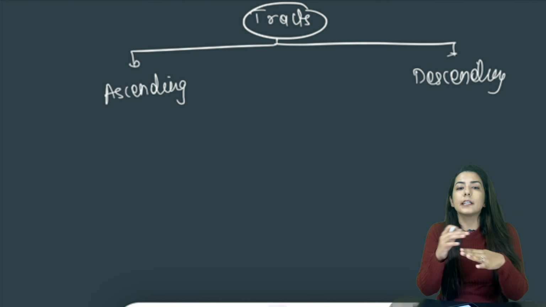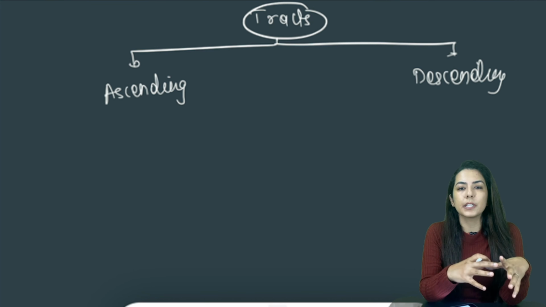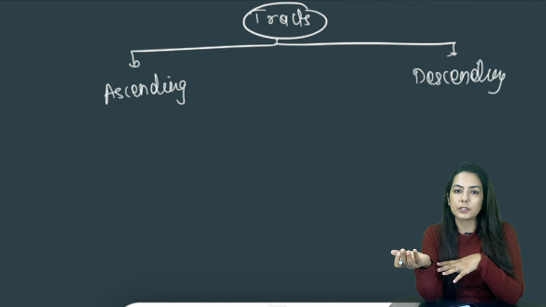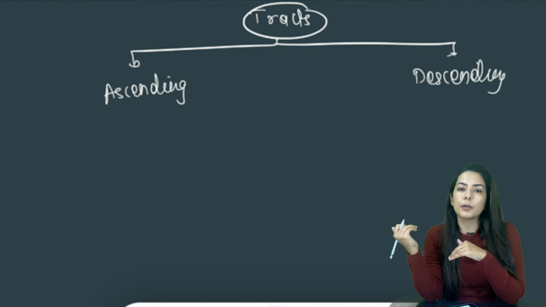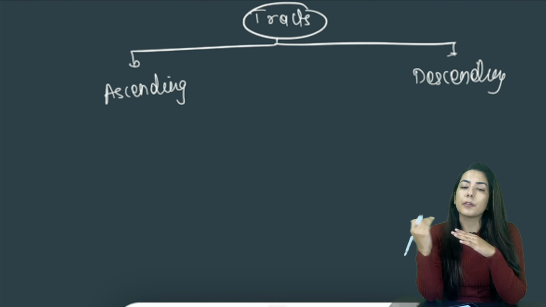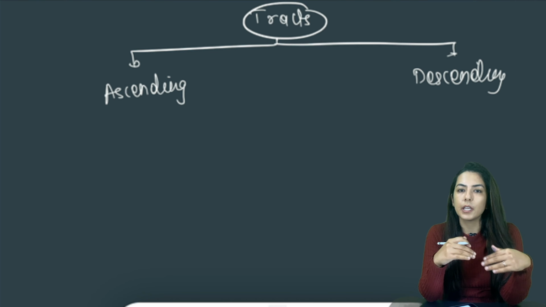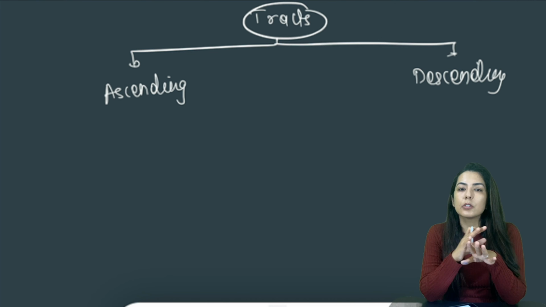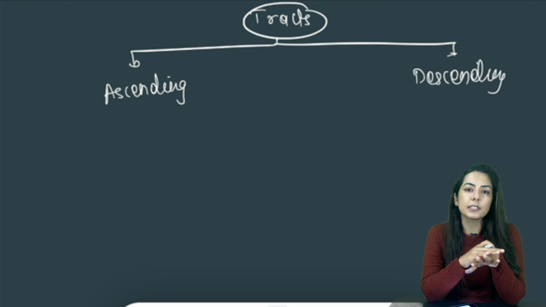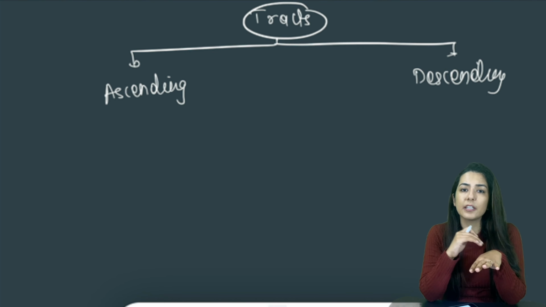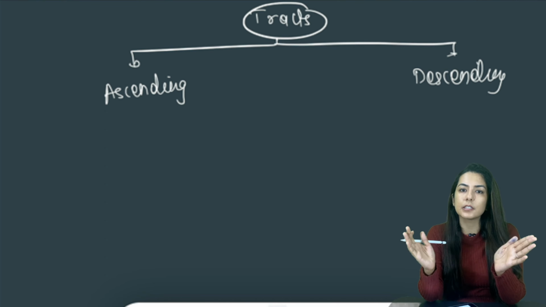Ascending tract means something is going from the periphery to the central nervous system, and descending means that the tract is coming from the central nervous system to the periphery. So why does this happen? The sensory system: whether it is touch, pain, temperature, pressure, or vibration, all those things are sensations.